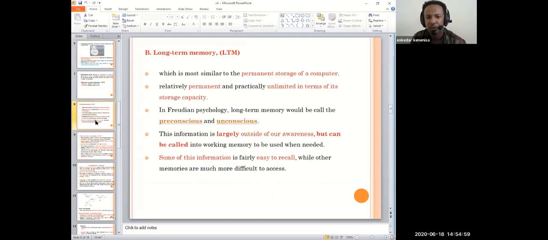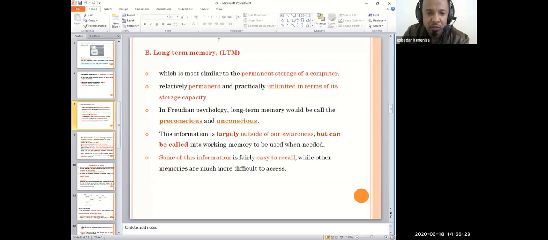Preconscious and unconscious. Now, this long-term memory is largely outside of our awareness, but can be called. It's not under our awareness. What do we mean by it's not under our awareness? We mean that, for instance, while we are discussing right now, you are only thinking about what we are discussing right now.